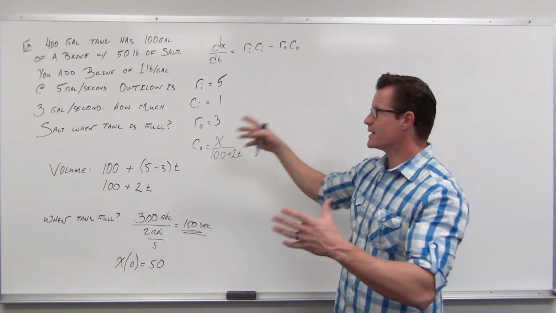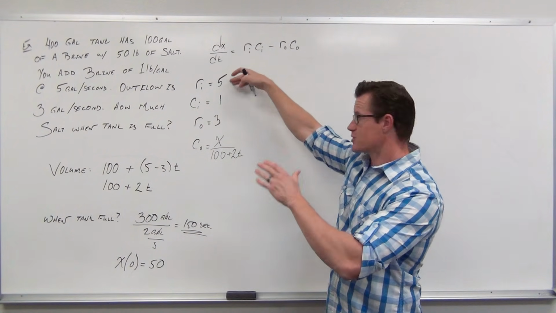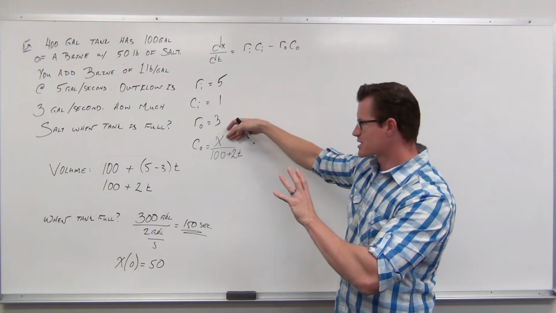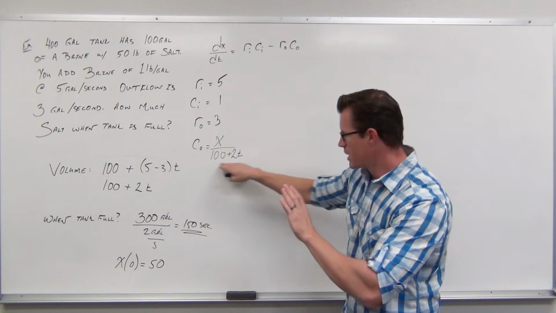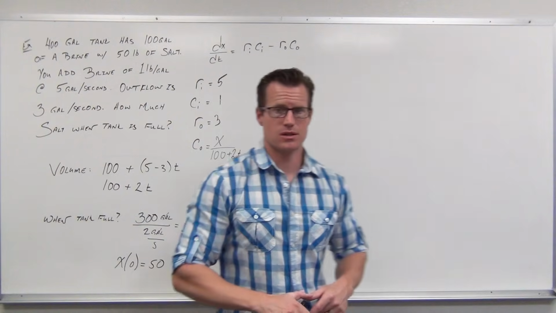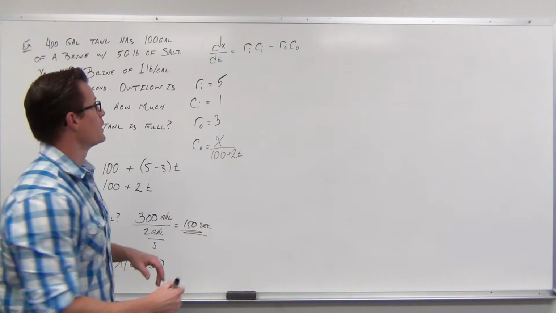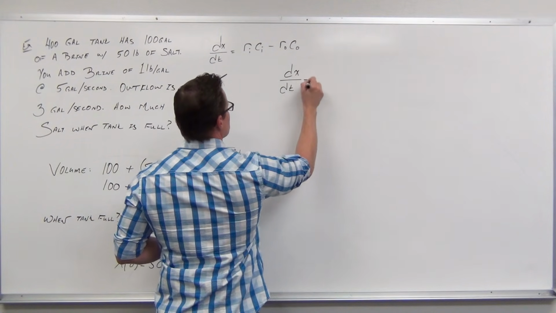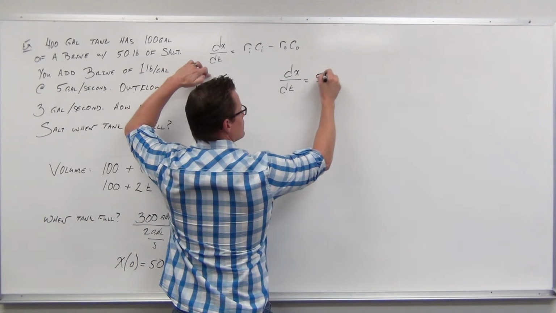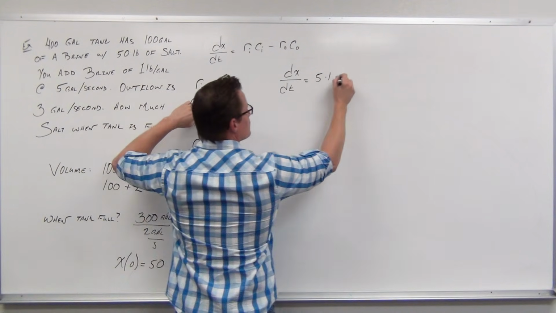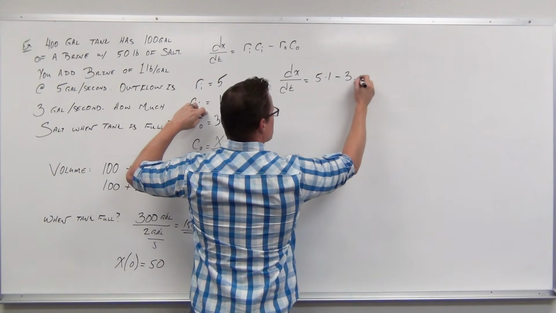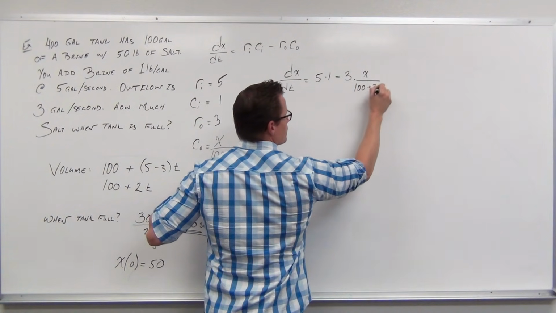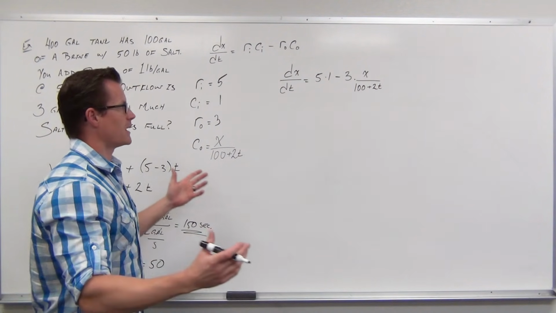Now we can start plugging in. This better make sense, that you're in at 5 gallons, you're out at 3 gallons. You have a concentration of 1 pound per gallon in, concentration of x pounds per gallon out. Let's plug this into the differential equation. You might want to try this on your own. Let's see. 5 times 1, minus 3 times x over 100 plus 2t. That looks pretty good to me.